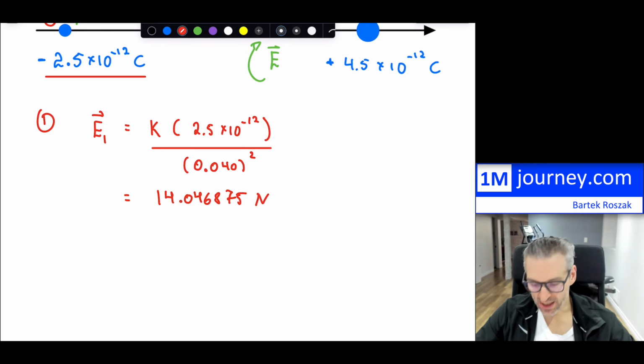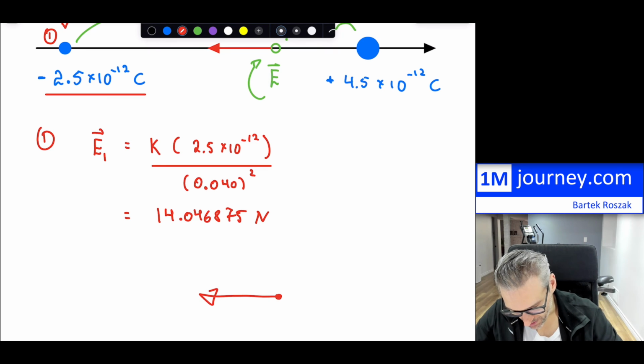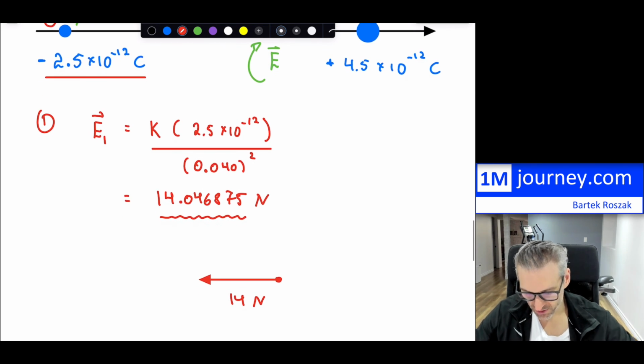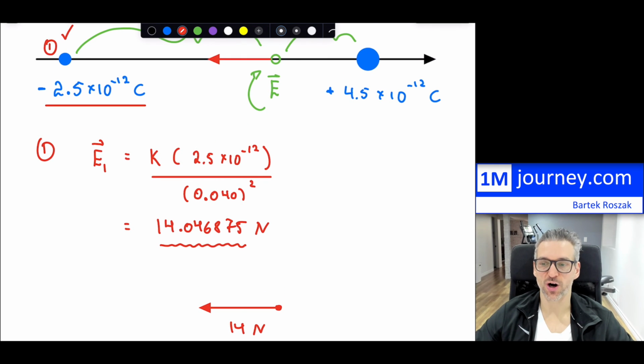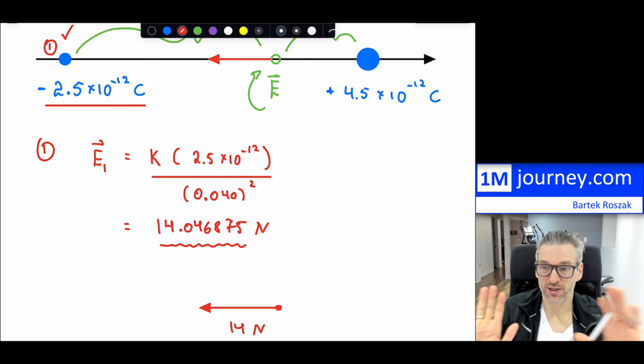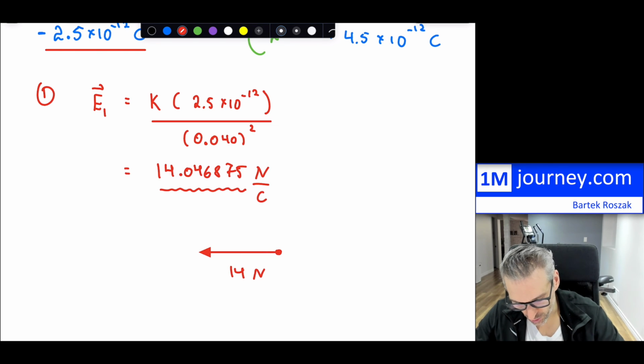All right, so here's the first one. What that means is that on that charge, this one is approximately 14 newtons, although I kept a few decimal places in there. That's going to be to the left because it's coming from a negative charge. So that's the first electric field. If there was nothing else, you're done. You found the electric field, and this is going to be newtons per coulomb.